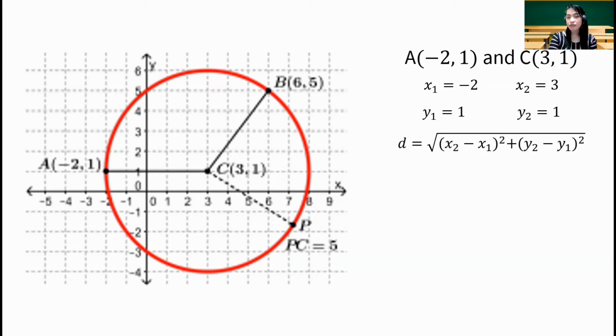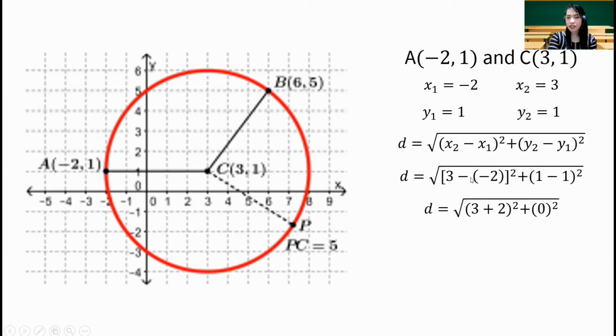Given the coordinates, we have to substitute them into the formula. We have d is equal to the square root of the quantity 3 minus -2 squared plus 1 minus 1 squared. To simplify, we have the square root of 3, negative times negative is positive, so 3 plus 2 is 5 squared, plus 1 minus 1 is 0 squared. Since 0 squared is 0, therefore d is equal to the square root of 25, then d is equal to 5. The distance from point A to C is 5 units.